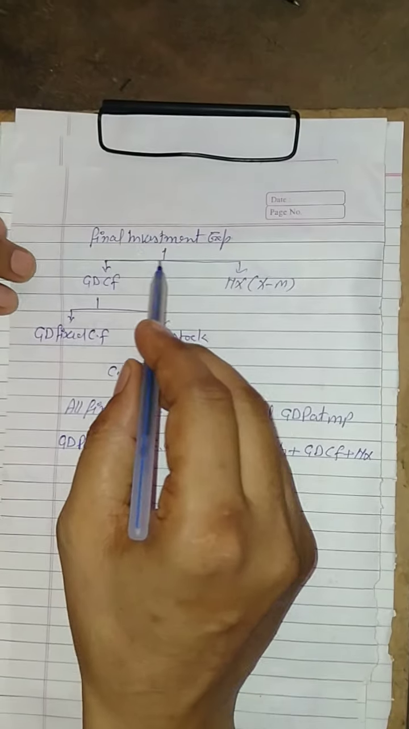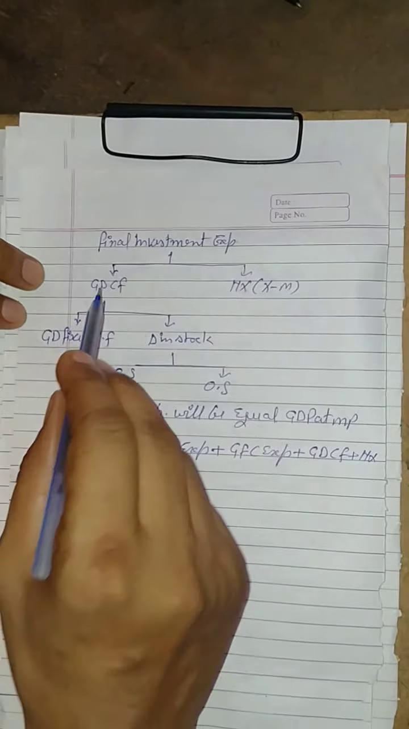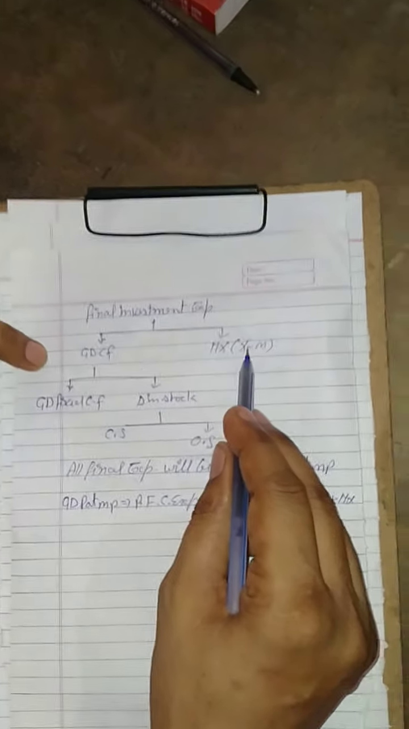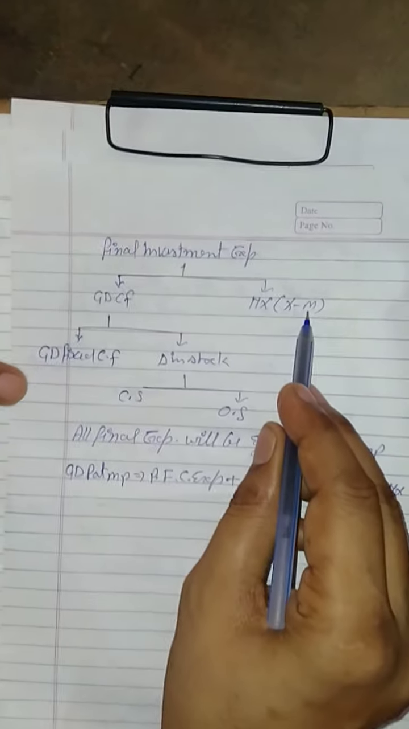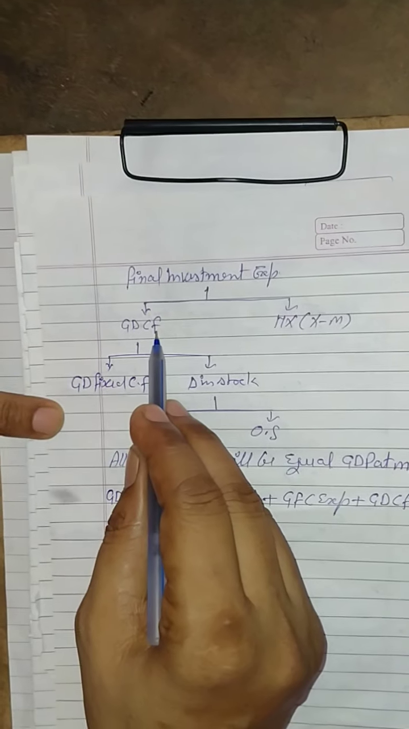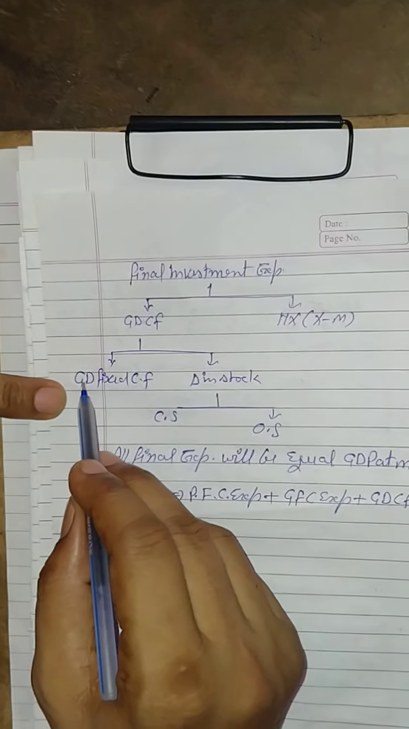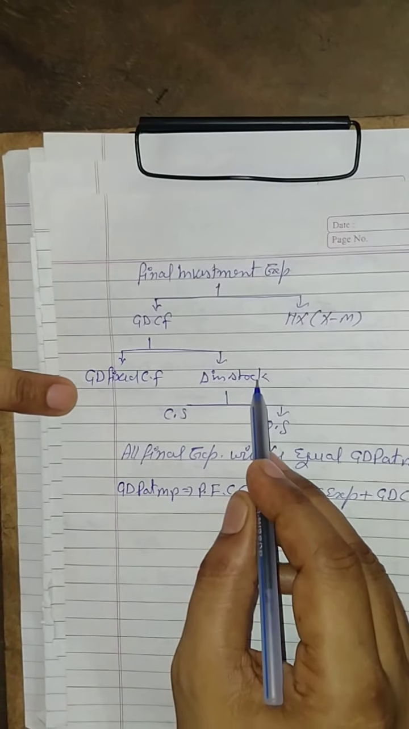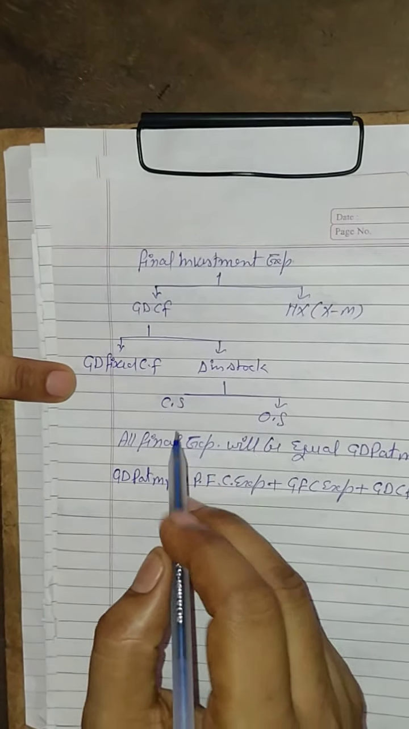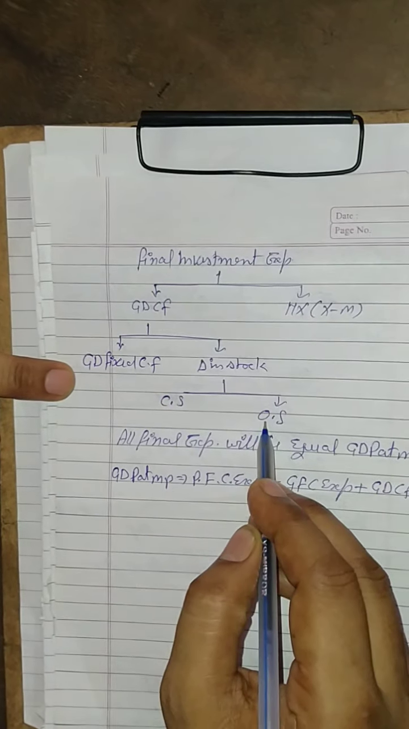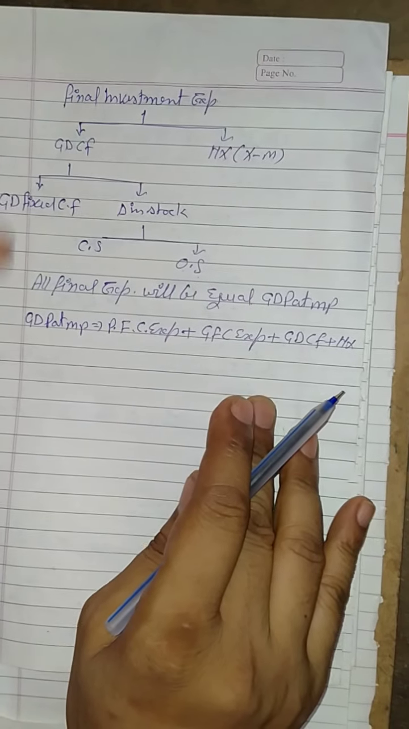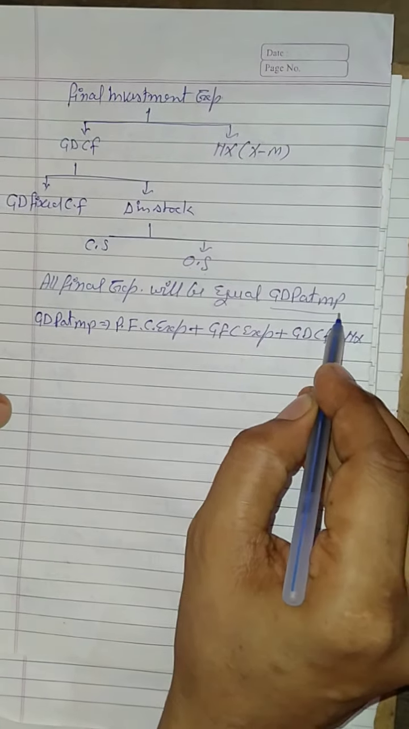We classify the final investment expenditure in two parts: gross domestic capital formation and net export. Net exports is the difference between exports and imports. Gross domestic capital formation is classified in two parts: gross domestic fixed capital formation and change in stock. Generally, the change in stock is the difference between closing stock and opening stock. So the final expenditure is always equal to GDP at MP.